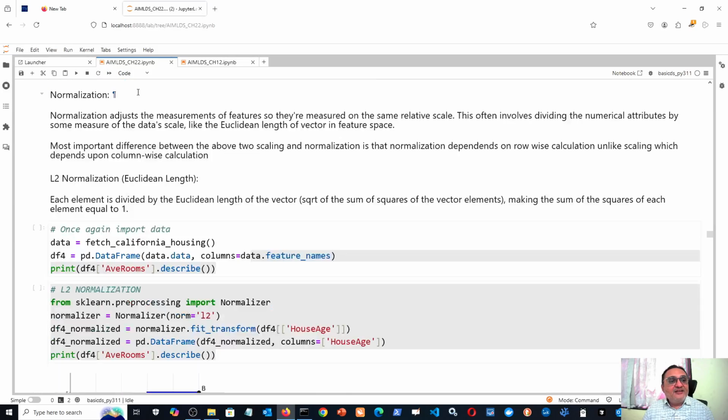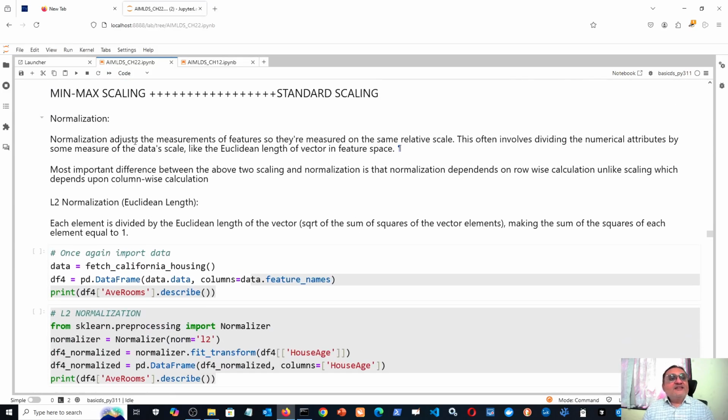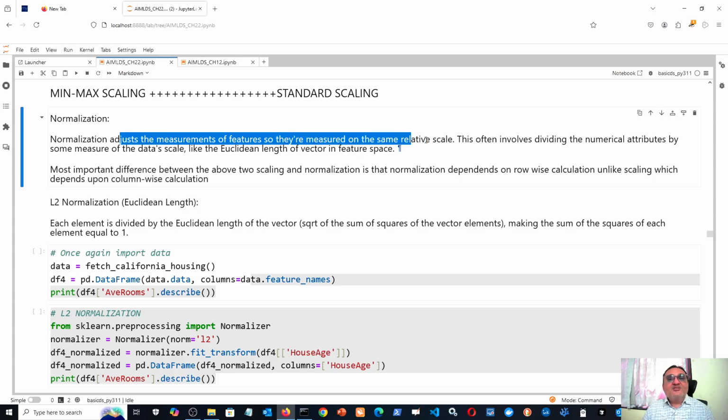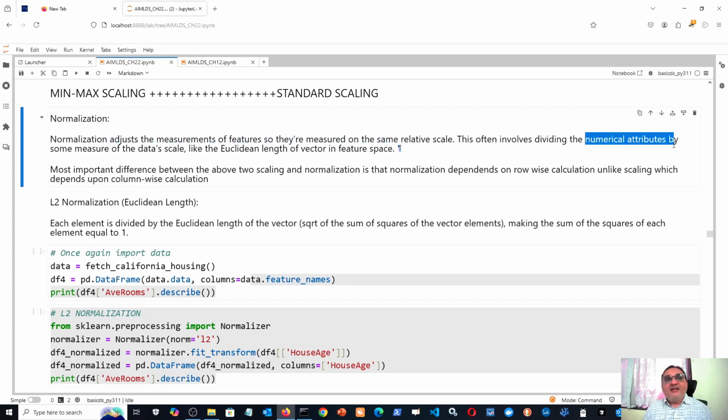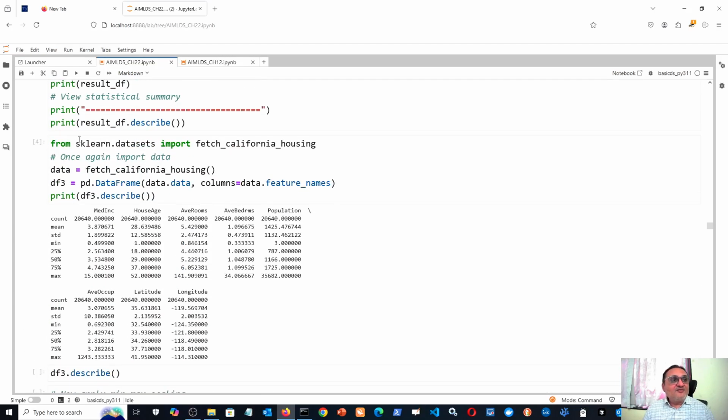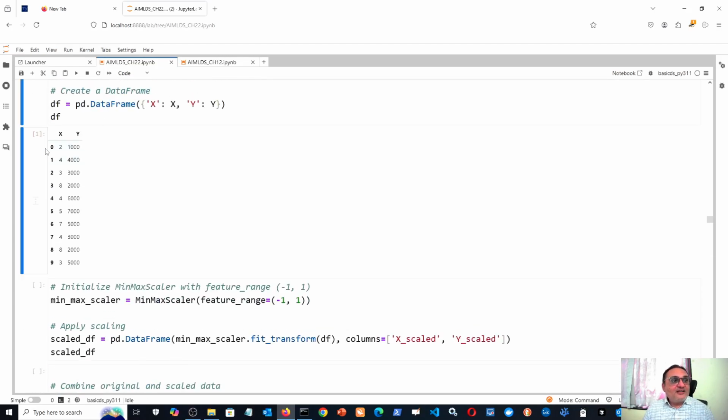While here, if you read the sentence carefully, it says that it adjusts the measurement of features so that they are on the same relative scale, but it often involves dividing the numerical attributes by some measure of data scale, like the Euclidean length of the vector in the feature space. Now, a vector is never a column, a vector is a row. So that means this is applied row-wise. That is the biggest difference between min-max or standard scaler and normalization, right?